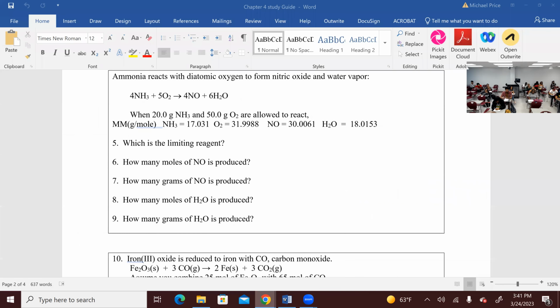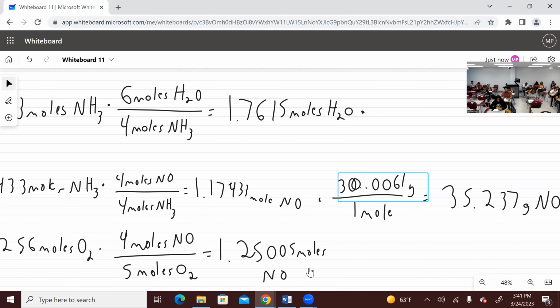Okay, so let me see. The molar mass of water is 18.0153 grams per mole. So I'm going to multiply that times 18.0153 grams per 1 mole.